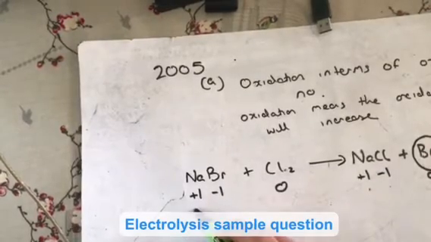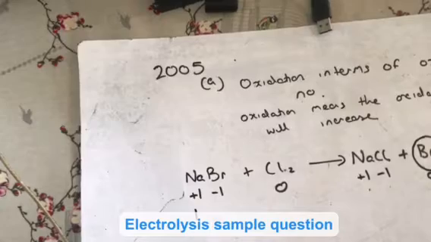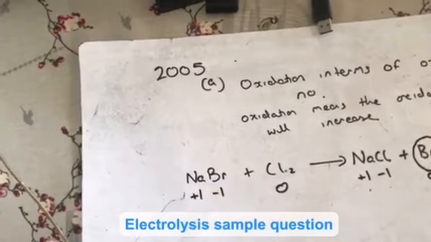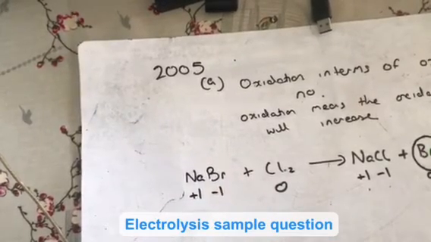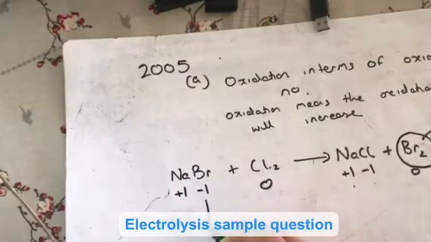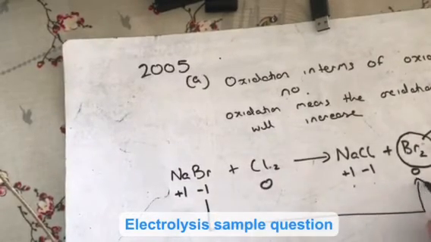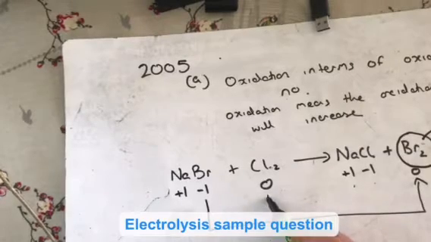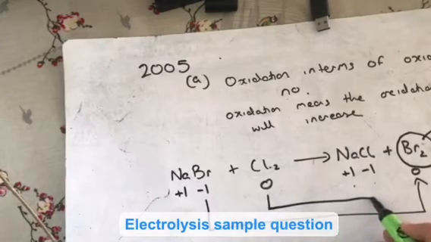So there's no change in sodium, so we can leave sodium out of there. Sodium always stays +1, but bromine and chlorine are changing. Bromine's going from -1 to 0, and chlorine is going from 0 to -1.